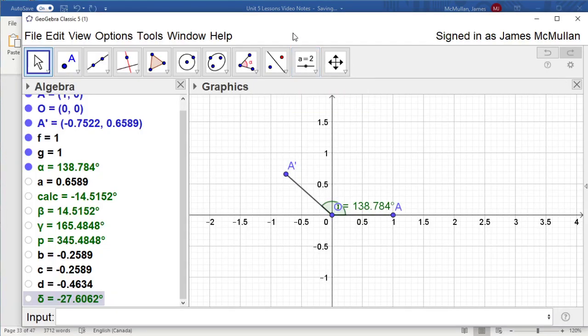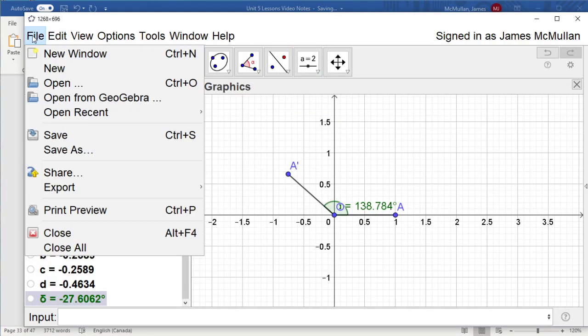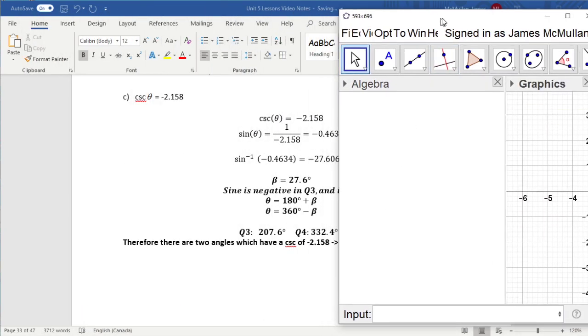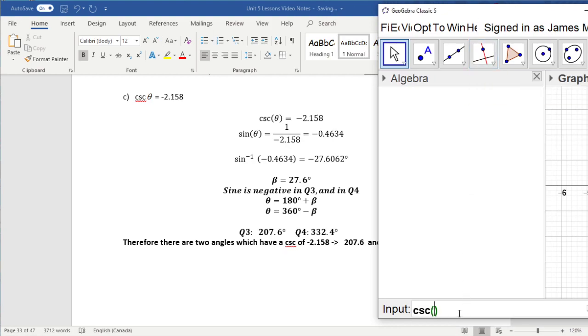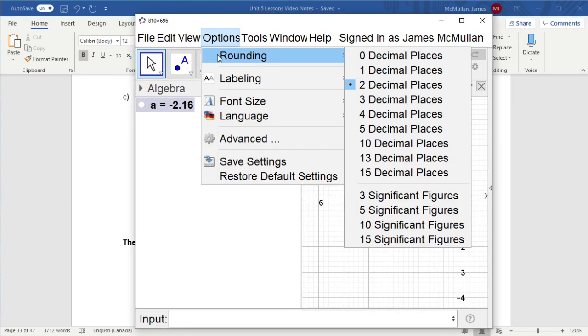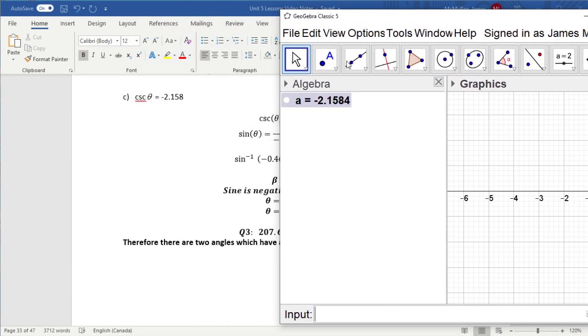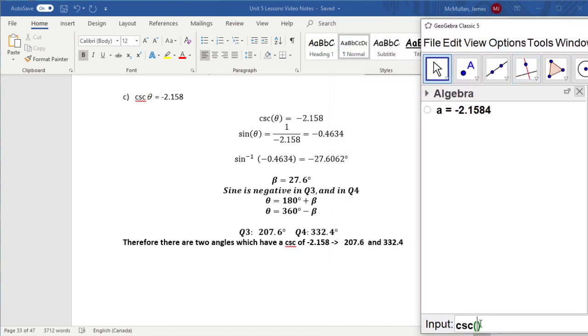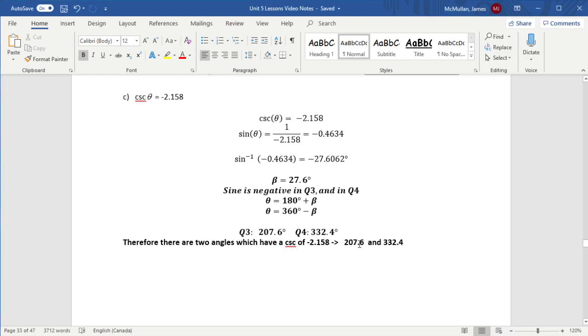Again, there's no reason to give an answer in this unit without knowing it's right. So go ahead, go back to your calculator. I mean, GeoGebra is nice for this because it actually does have a cosecant function. So you take cosecant 207.6, and it gives you our original answer, negative 2.158. I'm going to double check my other answer. I'm going to type cosecant of 332.4, and it gives me the same thing. So I got the two angles that have that cosecant. Okay?